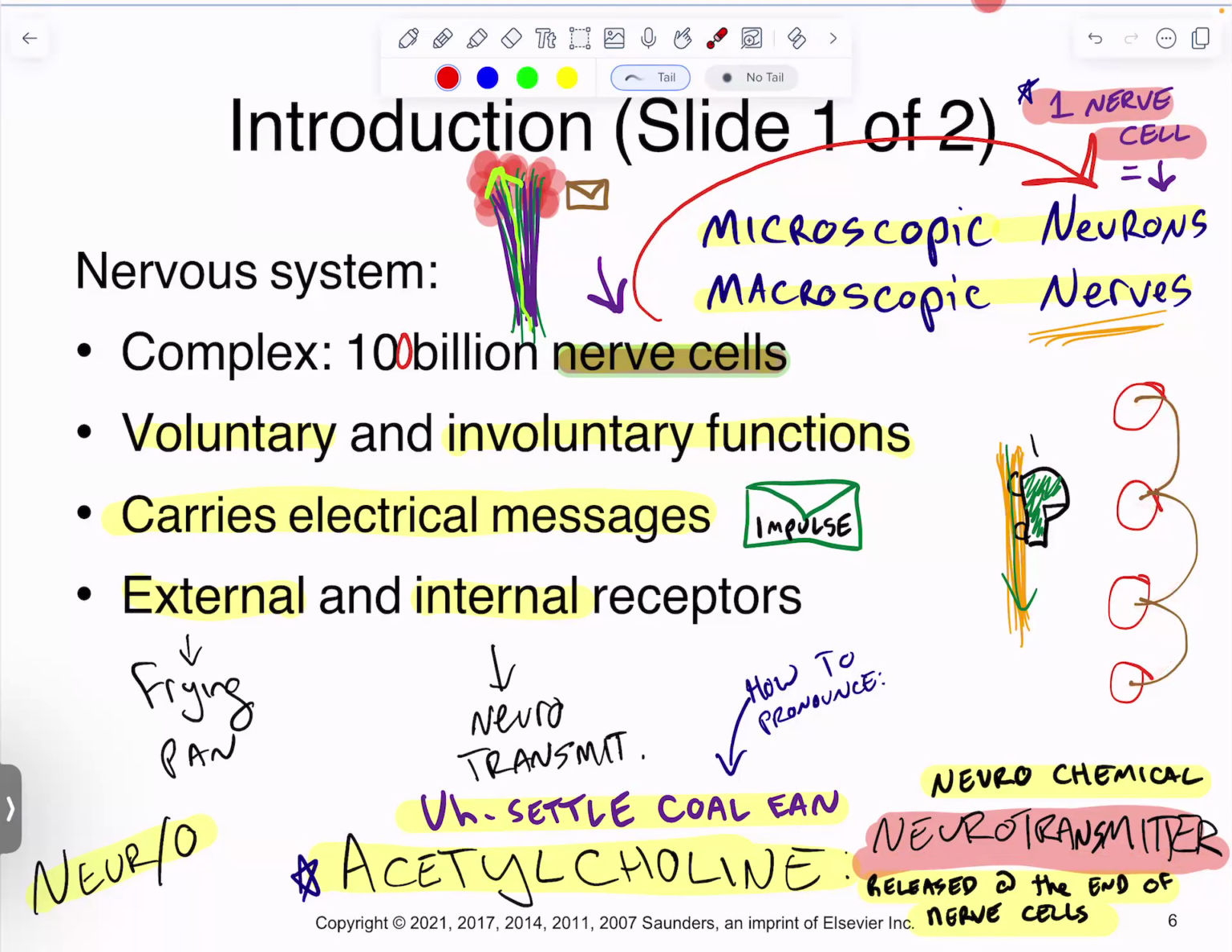An example of a neurotransmitter is going to be this funky word right here. There's lots of them: dopamine, serotonin, et cetera. But this big old funky one, acetylcholine. I went ahead and wrote it phonetically for you because it is kind of a funny sounding name. Acetylcholine is an example of a neurotransmitter. Cool?